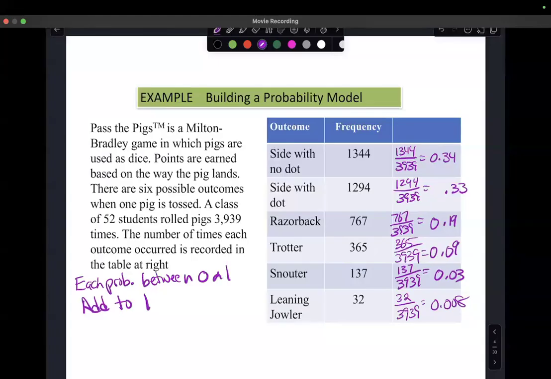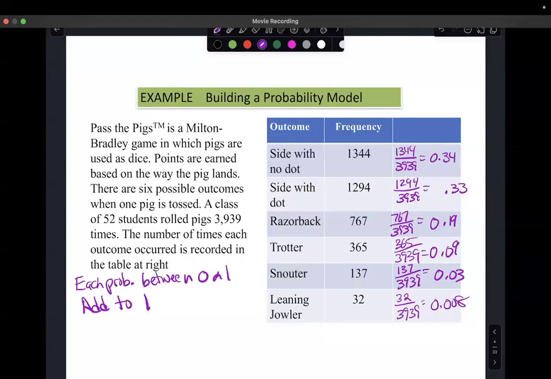And there's a third thing, and I can't remember what it is. So between 0 and 1, and they add to 1. There's a third thing. We'll get it on the other screen because for some reason my brain is not getting me there.